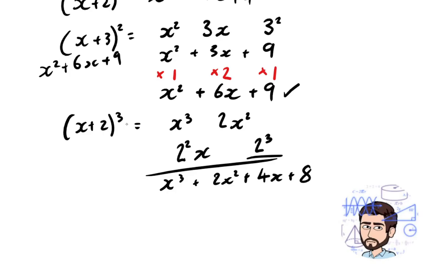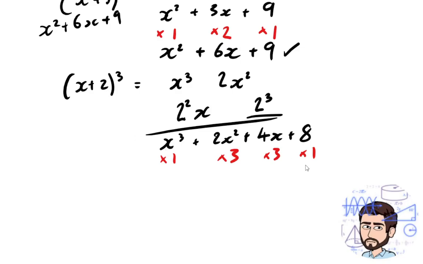Now, we're expanding to the power of 3, so we're going to use the third row in Pascal's triangle, which is 1, 3, 3, 1, and you can check that on your Pascal's triangle. So we need to multiply each of these terms by the correct value in Pascal's triangle. So that's just going to make this still x cubed. That's going to make this 6x squared. That's going to make this 12x. And this one is going to be that plus 8. And that's the correct expansion.